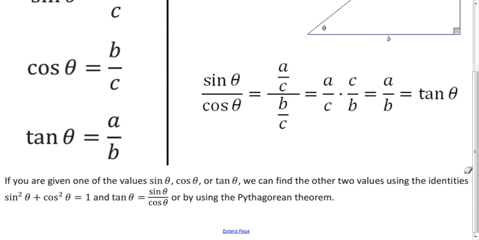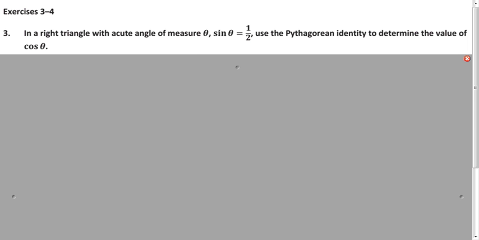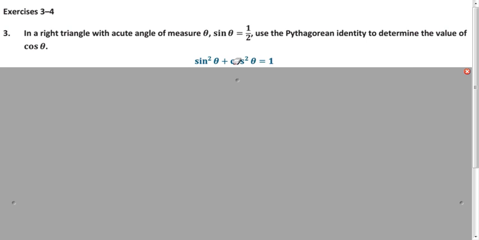So now we're armed with two equations to help us with problems. We have the Pythagorean identity: sine squared of theta plus cosine squared of theta is 1. And tangent of theta is sine theta over cosine theta. So now, without using a diagram, we can solve this problem by just using the Pythagorean identity. So let's see, what do we have there? We have sine of theta squared plus cosine of theta squared is 1. We know sine of theta is 1/2.